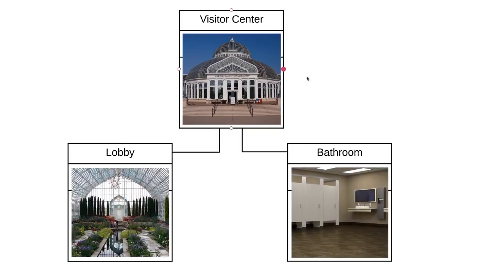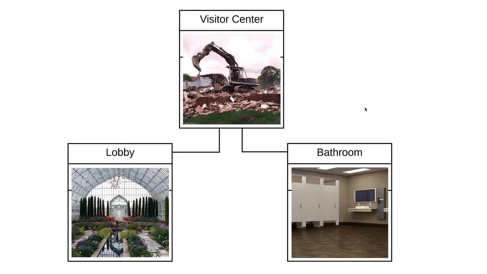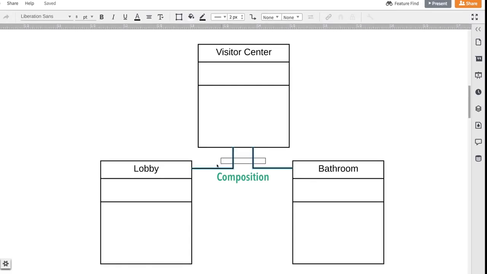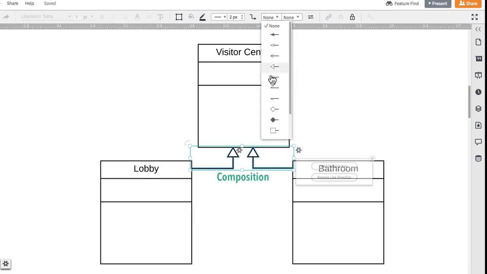Now, if one of our visitor centers was torn down, the lobby and the bathroom of that visitor center would be destroyed as well. Those rooms couldn't exist apart from the visitor center that they're in. That's composition, when a child object wouldn't be able to exist without its parent object. We note a composition relationship with a closed diamond.